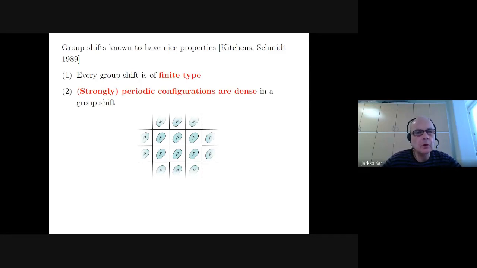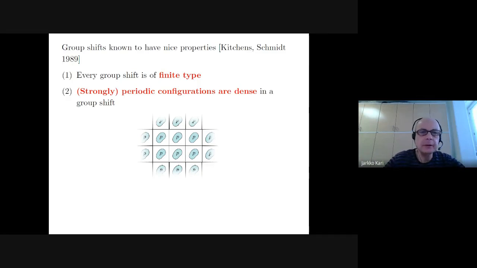The first observation is that every group shift is automatically of finite type. In the definition of group shift, I didn't say that it has to be of finite type. So it could be defined by forbidding an infinite number of patterns, as long as the resulting set is a subgroup. So it's a group shift. But it turns out that it can always also be defined by forbidding a finite set of patterns. So all group shifts are of finite type.